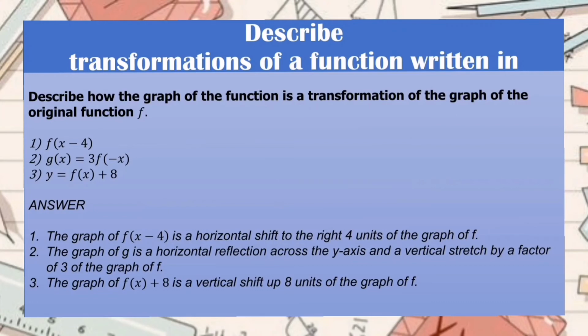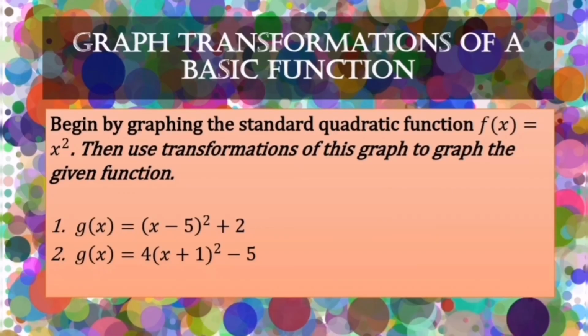The answer for question 2, the graph of g is a horizontal reflection across the y-axis and a vertical stretch by a factor of 3 of the graph of f. And for question number 3, the graph of f(x) plus 8 is a vertical shift up 8 units of the graph of f.